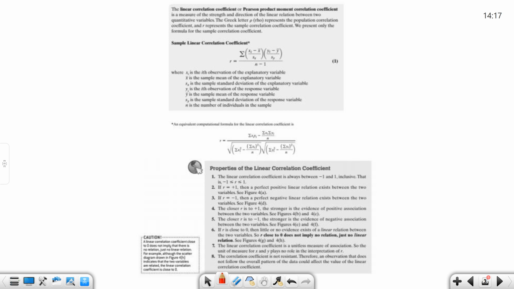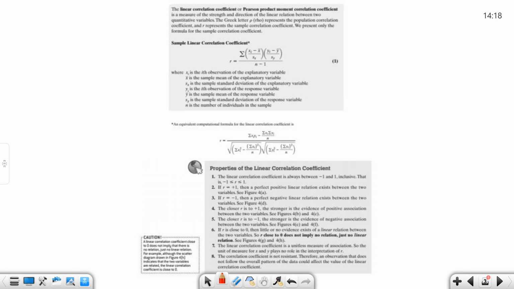And that's under the properties of the linear correlation coefficient. It'll be between -1 and 1 inclusive. If r is plus or minus 1, it's a perfect linear relationship. So if it's a positive 1, it's a perfect positive relationship. If it's -1, it's a perfect negative. That means if you were to draw a line, it would go through every single point. It's perfect. No point lies off the line. The closer you get to +1, the stronger the positive association. The closer you get to -1, the stronger the evidence is for a negative association.